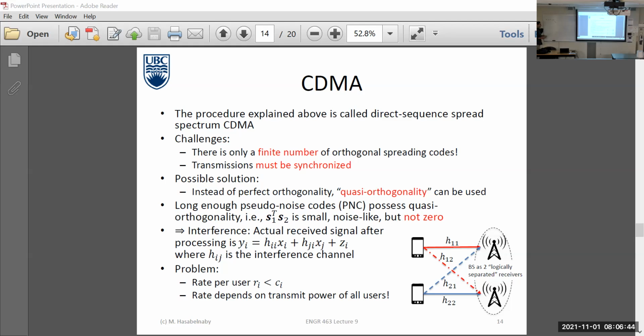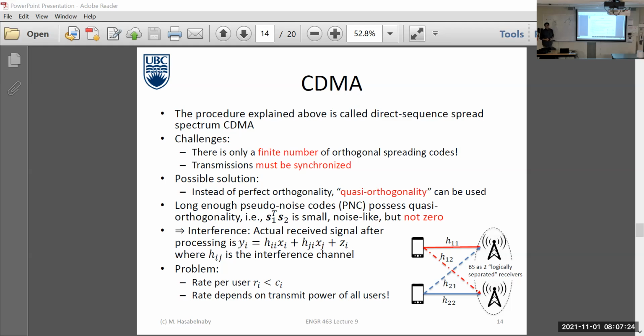So we discussed an example, or a game, in our last lecture. Here we have the base station and two users communicating with the base station. User one wants to send X1 to the base station and user two wants to send X2. At first, user one will multiply its signal with code S1 and user two will multiply its signal with code S2.